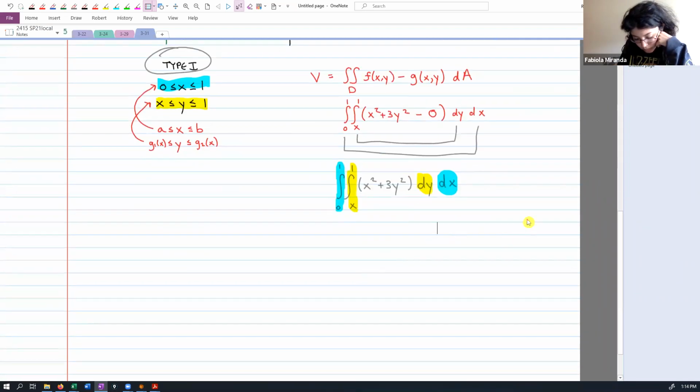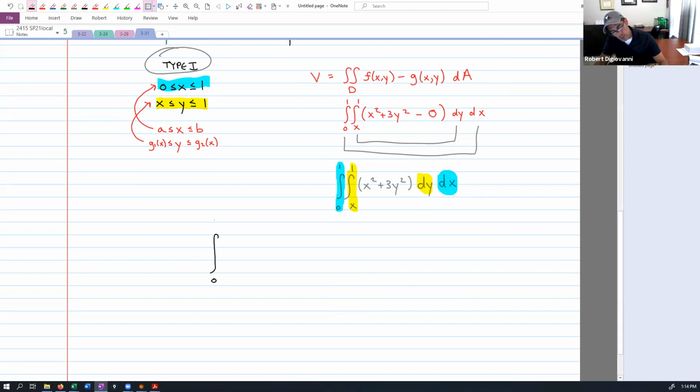And then now we just work through this, right? We just work through this. So I'll go ahead and do this one. We're going to go integral 0 to 1. Let's go ahead and figure out the antiderivative of this with respect to y. So we treat x's like constants and y's like variables. So the antiderivative of x squared is just x squared y. The antiderivative of 3y squared is just y cubed with respect to y. And we're evaluating this from y equals x to y equals 1.